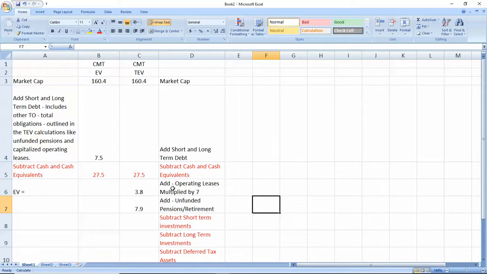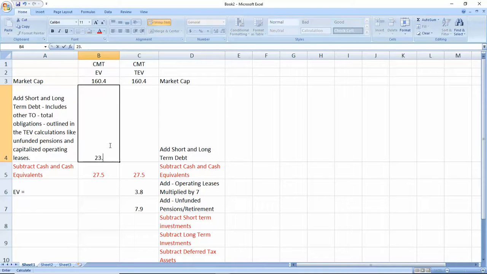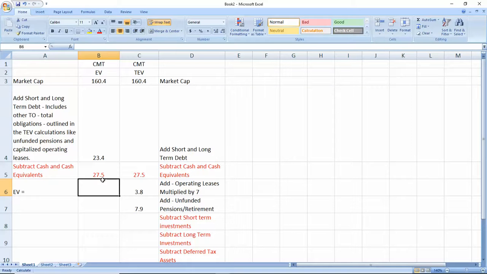So now that we've done that, we can go back up here to this number, 3.8 and 7.9, so 11.7 plus 7.5, 23.4. EV is, and again, most people wouldn't take this extra step in the EV, they would just look at TEV if they look at TEV at all.